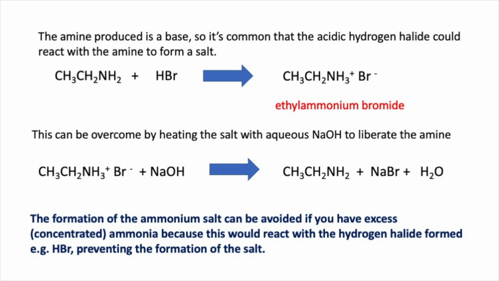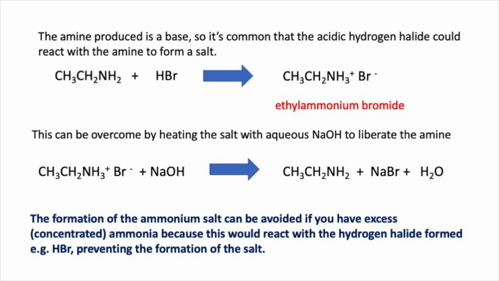Now, this reaction is a little more complicated than it first appears because the amine that's produced is a base. A base is an electron pair donator or a proton acceptor. So it's very common that the acidic hydrogen halide that is formed in this reaction will react with the amine to form a salt. So, for example, if we have ethylamine and hydrogen bromide produced, the HBr would react with the ethylamine to form a salt. This would be called ethyl ammonium bromide.